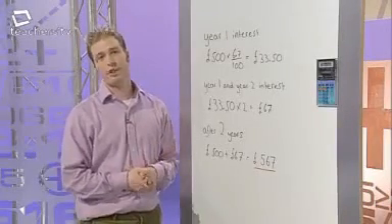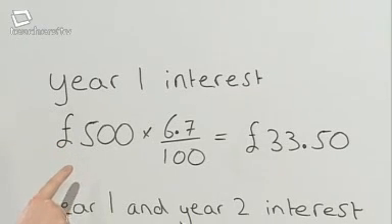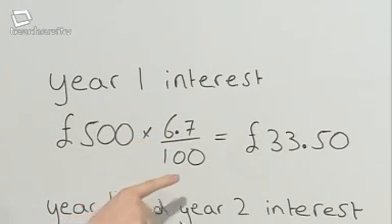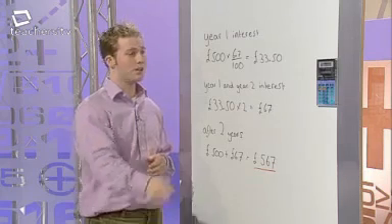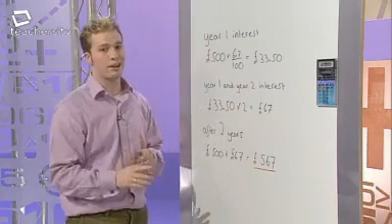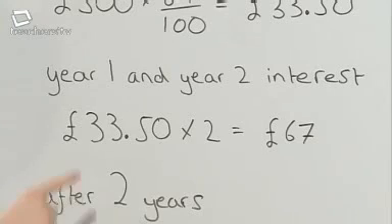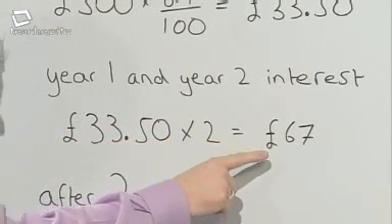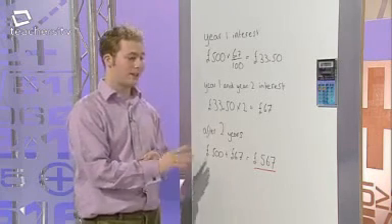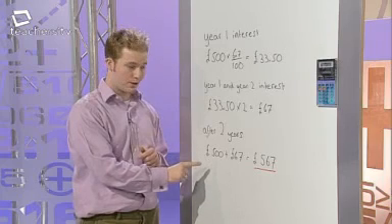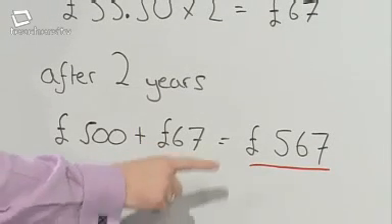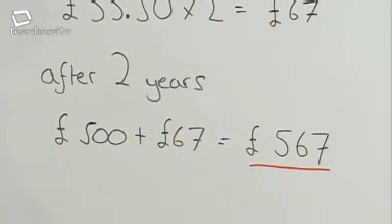To find the amount of interest after 1 year, I multiplied 500 by 6.7 hundredths, which is 33.5, or £33.50. So after 2 years, the total interest will be £33.50 multiplied by 2, which is 67. So the total amount in the account after 2 years is 500 plus 67, which is £567.